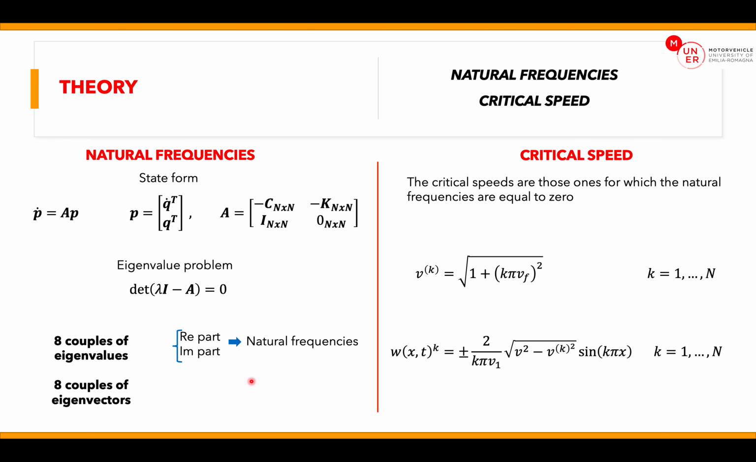In order to solve the problem, we rewrote the equations in a state form. And going through the eigenvalue problem, we obtained 8 couples of complex conjugated eigenvalues that gave us the natural frequencies, and 8 couples of complex conjugated eigenvectors. We can notice that for high speed, the natural frequencies drop to 0. These speeds are called critical speeds. From these critical speeds, instability occurs and multiple equilibrium positions are possible.